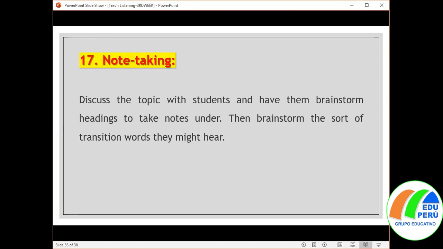So they are going to take notes under the brainstorming headings, when they give their brainstorming ideas or headlines, and they brainstorm the sort of transition words they might hear. And the transition words are the connectors, the conjunctions they could hear in the test.